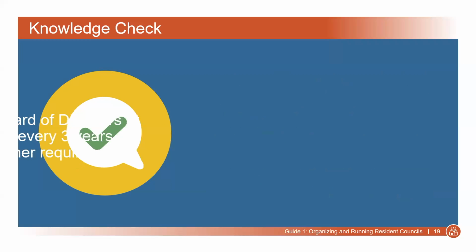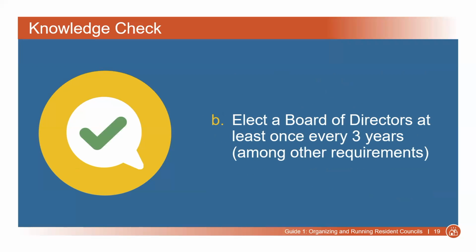If you answered B, elect a board of directors at least once every 3 years, you were correct. If not, you may want to go back and review the slides or guide. The other options may be something that your resident council does, but of the options presented, only having elections at least once every 3 years is required by HUD to be a duly elected resident council. There are, of course, other requirements.